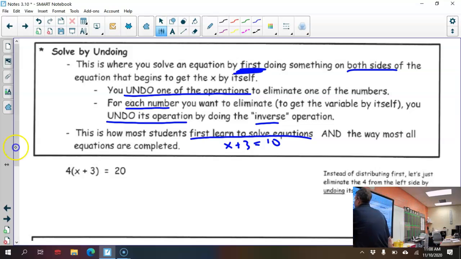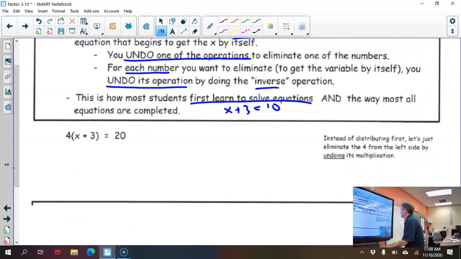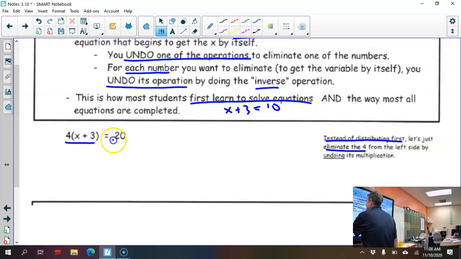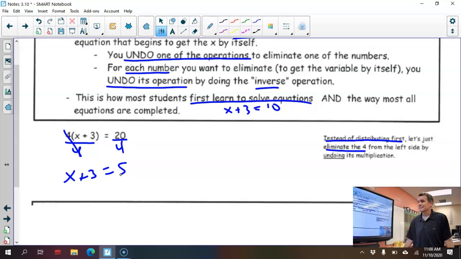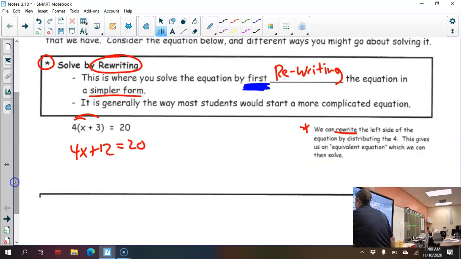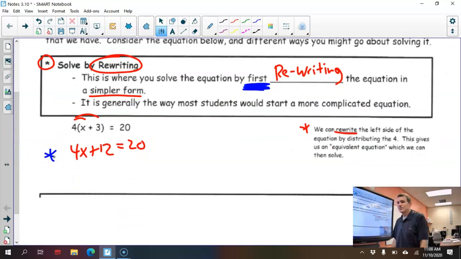So let's look at how we would do this in this example. Instead of distributing first, let's eliminate the 4 by undoing its operation. This is actually a good way to do this problem. Instead of distributing the 4, let's just get rid of the 4 by dividing both sides by 4. That leaves me with x plus 3 equals 5. Wasn't that easy? I think that is actually easier than distributing the 4 first. I think getting rid of the 4 was easier.